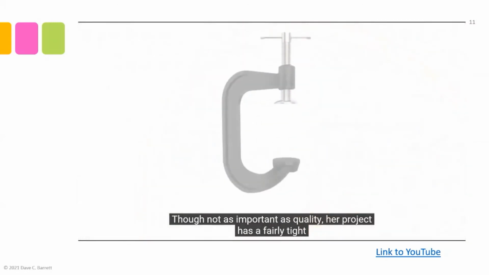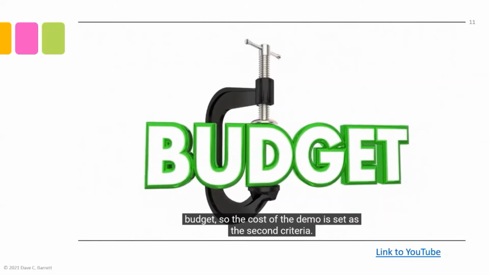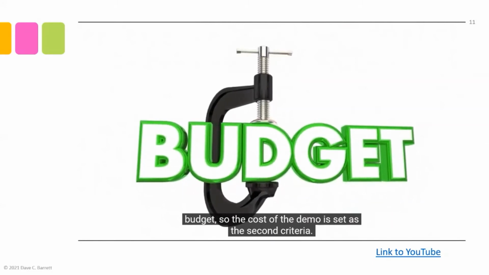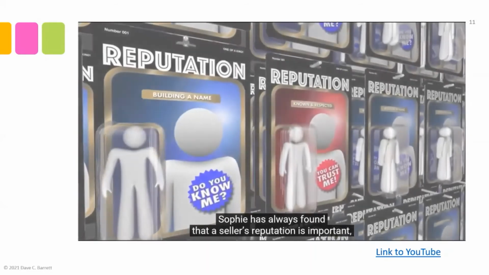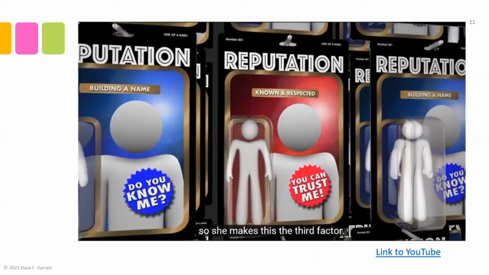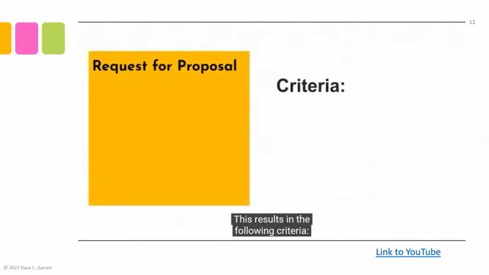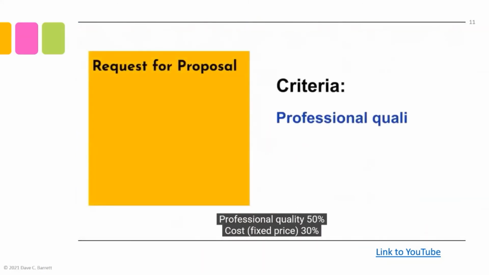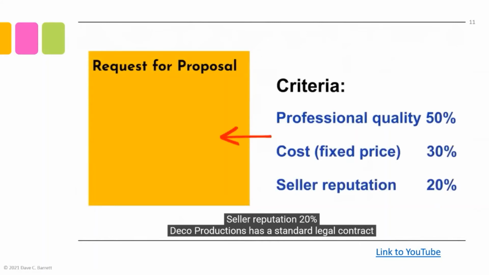Though not as important as quality, her project has a fairly tight budget, so the cost of the demo is set as the second criteria. Sophie has always found that a seller's reputation is important, so she makes this the third factor. This results in the following criteria: professional quality, 50%, cost, fixed price, 30%, seller reputation, 20%.